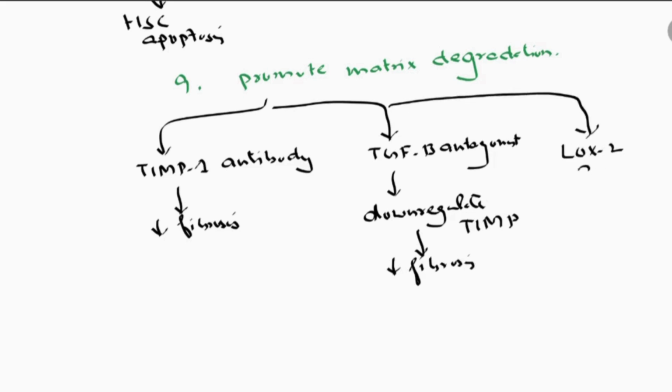Another agent is LOX2 antagonist. Lysyl oxidase is important for cross-linking of collagen. So with antagonism, we decrease cross-linking and thus fibrosis.